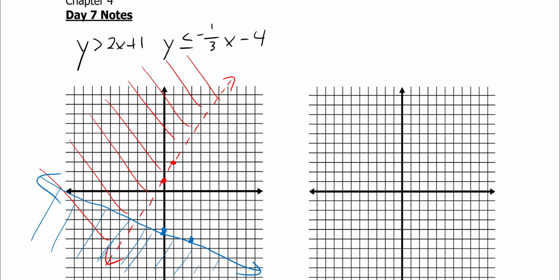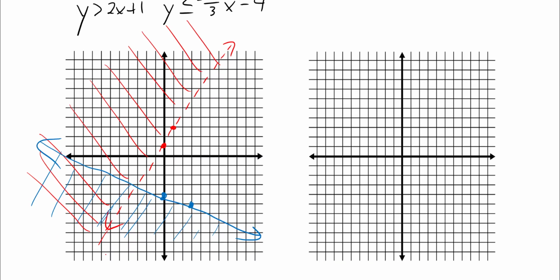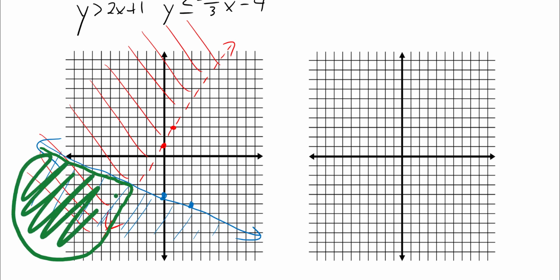And what you want to do is say, where does the shading overlap? Do you guys agree? It's wherever the blue and the red are together. And so if you look, it borders by this blue right here and this red and this area right here. So this area is the solution.